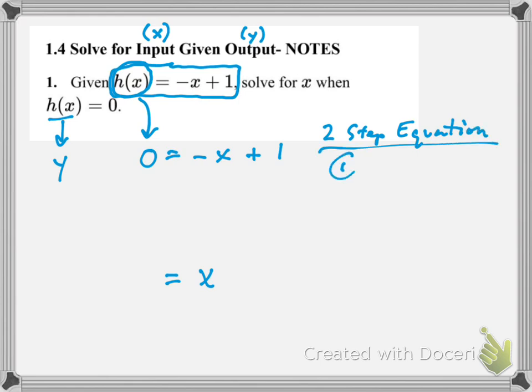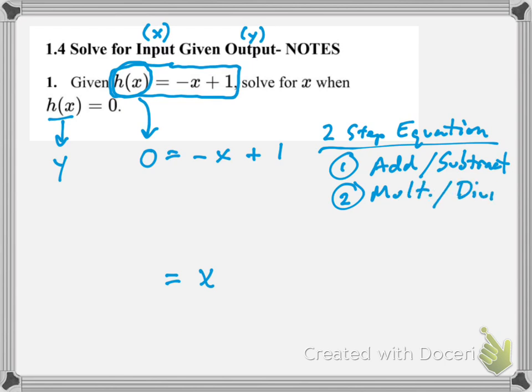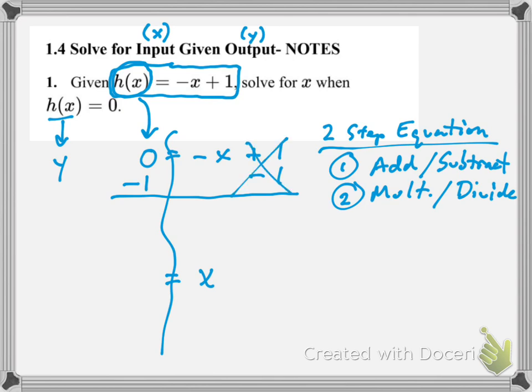Okay, step 1, we're going to add or subtract. And then second, we're going to multiply or divide. Okay, so the first step, we're going to add or subtract. Well, I have a plus 1 right here, so we're going to do the opposite. We're going to minus 1 to both sides. Okay, there's my little divider that separates into sides. So plus 1 minus 1 goes away. I've got negative x on the right side.